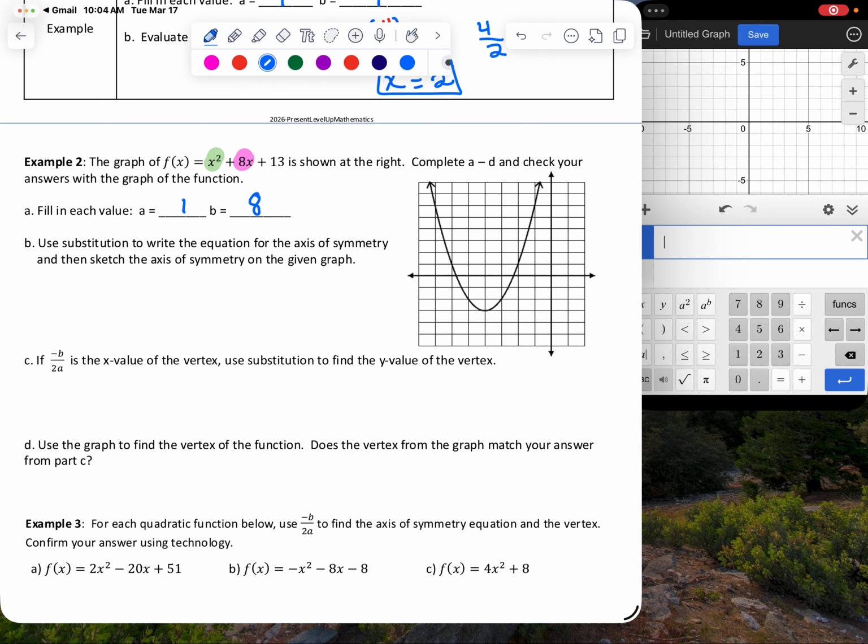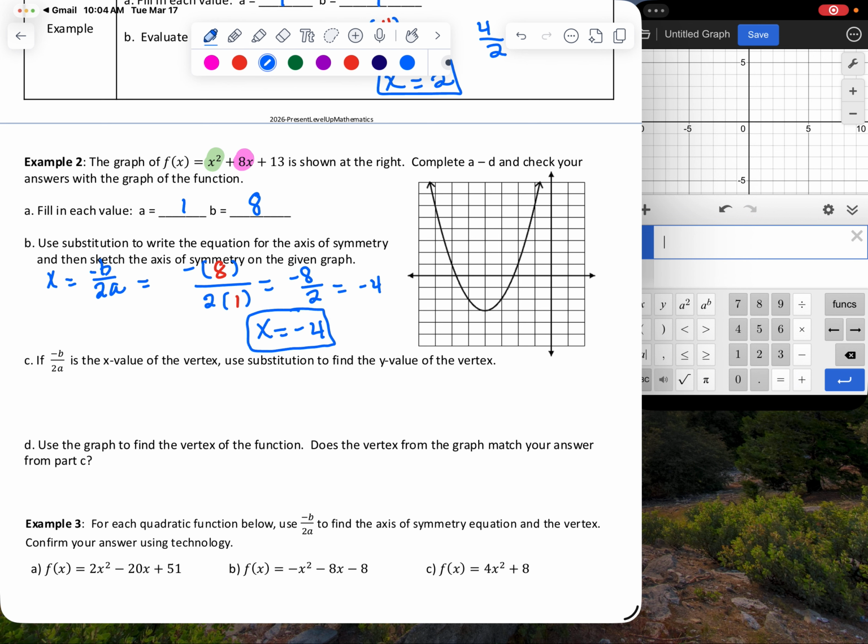All right, problem B. Use substitution to write the equation for the axis of symmetry and then sketch the axis of symmetry on the given graph. So our formula for the axis of symmetry is x equals opposite b divided by 2 times a. I'll replace the variables with parentheses and then plug in my values. b in this problem was 8 and a was 1. If I evaluate this, I get negative 8 divided by 2, which is negative 4. So my equation for the axis of symmetry is x equals negative 4.